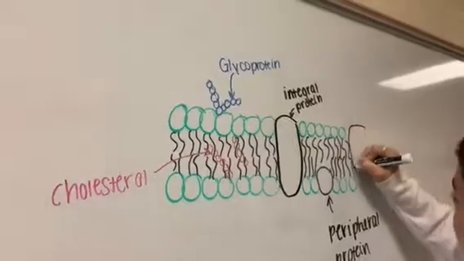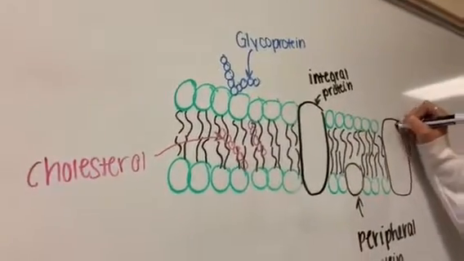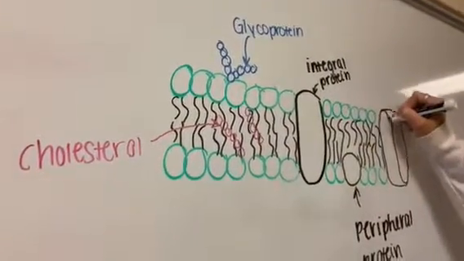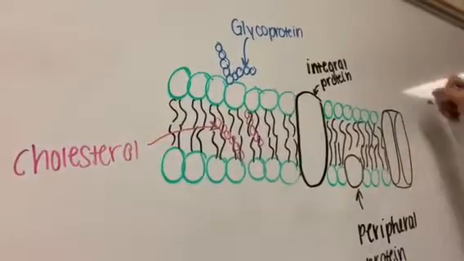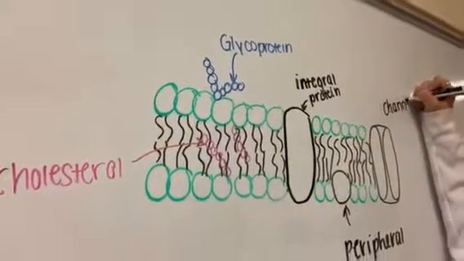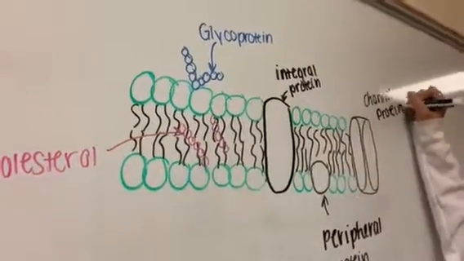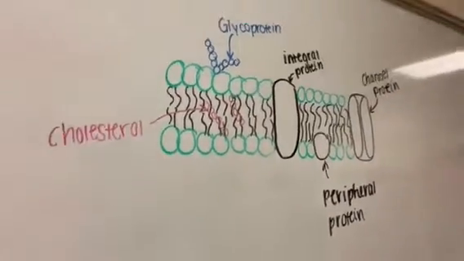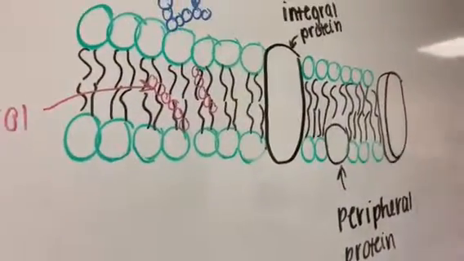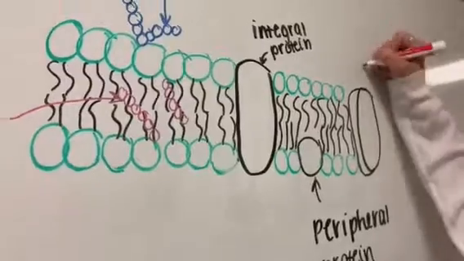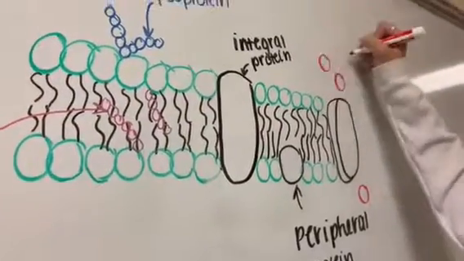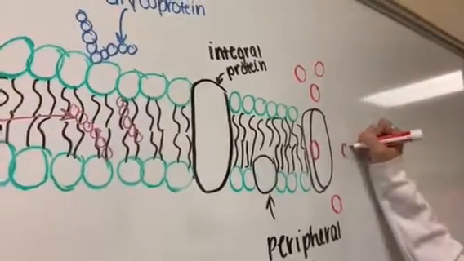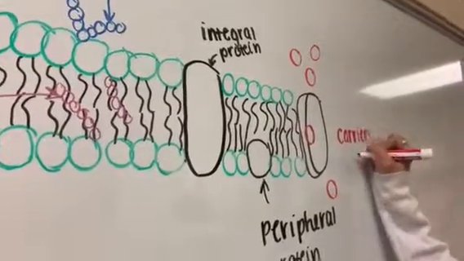These are channels. Channels allow for passive transport, and passive transport means that you do not need energy to transport. Their main function is to get things in and out of the cell. Carriers are proteins. These proteins bind to one side of the membrane and then change their shape to be able to transport a material across the cell.